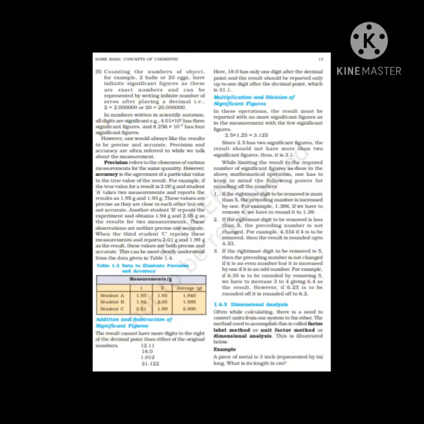Observe this page, because I forgot to turn this page in our textbook. Sorry for this mistake. Observe this page. One minute.